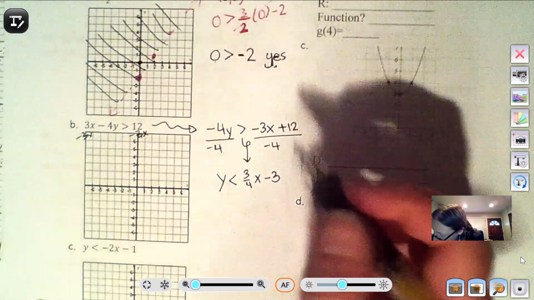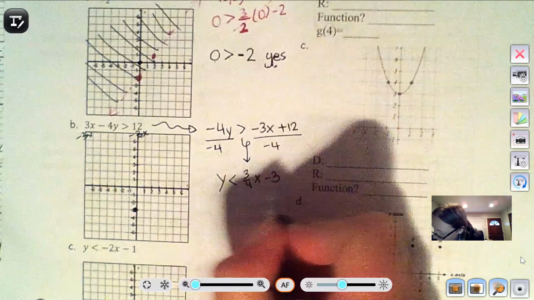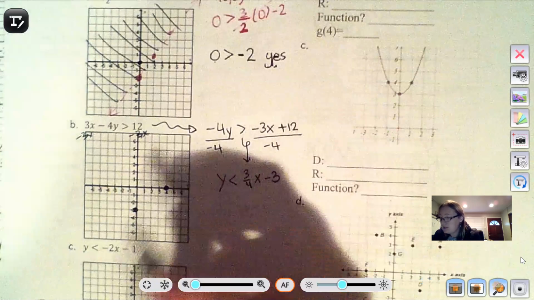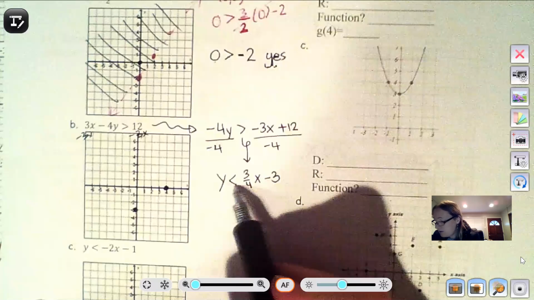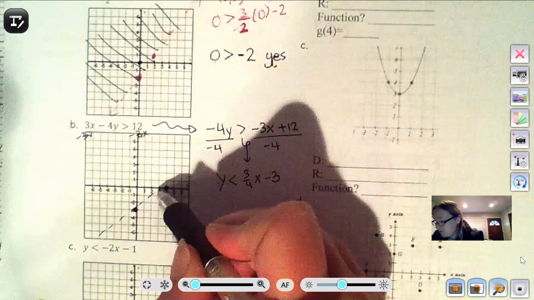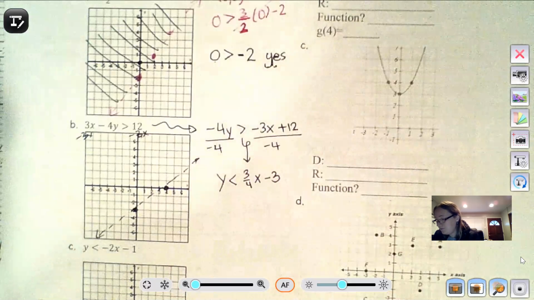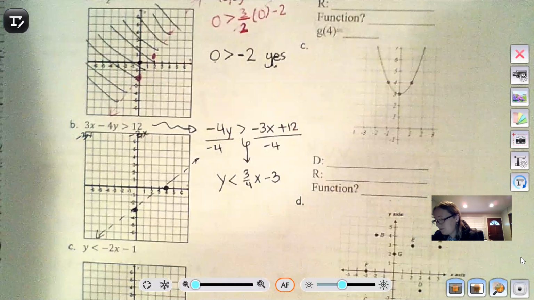And then I'm going to graph this boundary line. So starting at -3, the y-intercept, then going up 3 over 4. Again, this one is a dash because it doesn't have the equal sign. And then we're going up 3 and over 4.